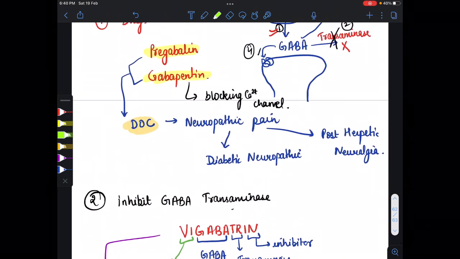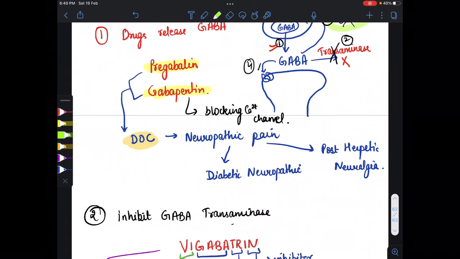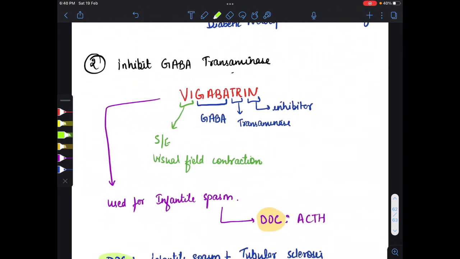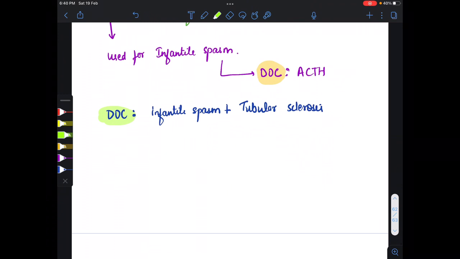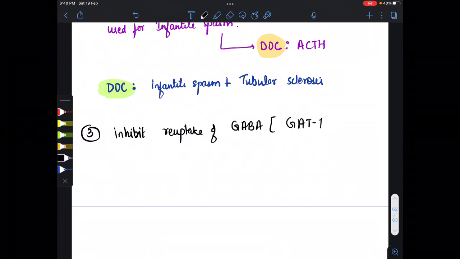Now the third one. For the third one we have to inhibit this GAT1. How can we inhibit it? We have to inhibit the reuptake of GABA, that is, we have to inhibit the GAT1. And how can we remember this drug?